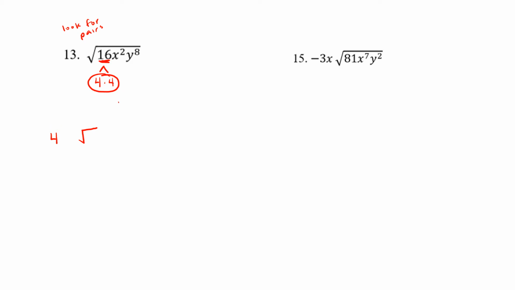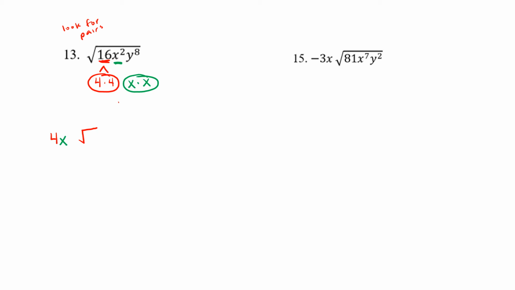The second thing is now let's move on to the next piece, right? Let's look at the variables. So let's look at x squared. Now there's a couple different ways of doing this. You could just take that x squared and break it down just like we did the 16 into an x times x, right? Showing us that we have one pair of x's. That pair comes out as just an x, right? There's one pair of x's.